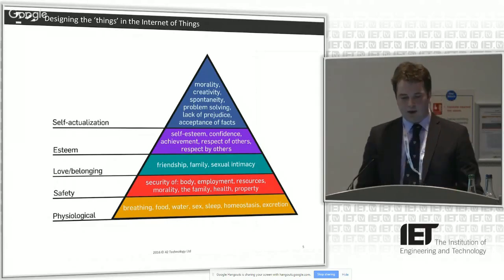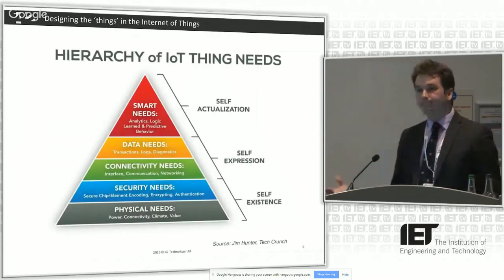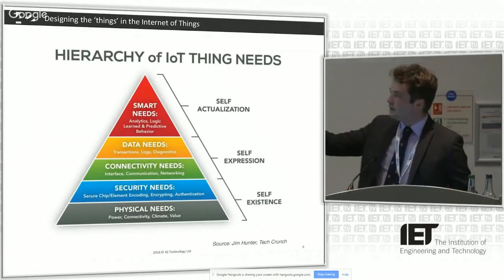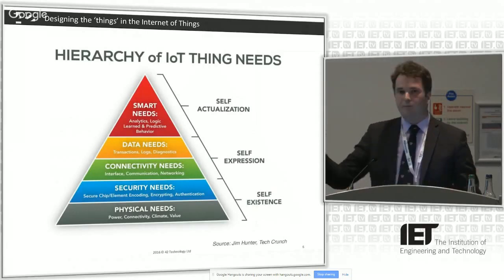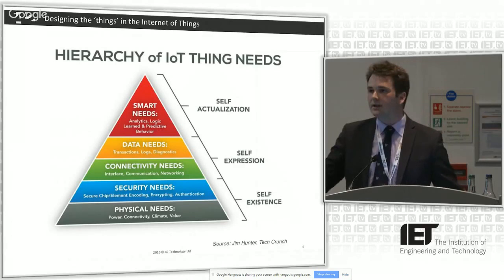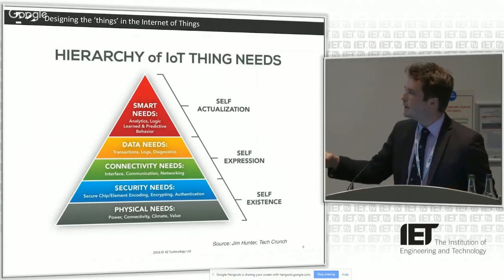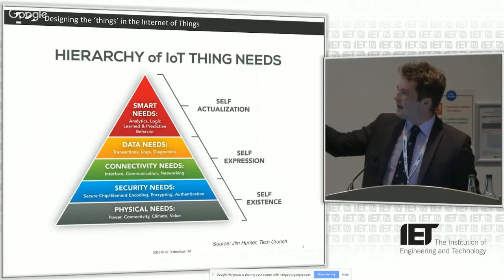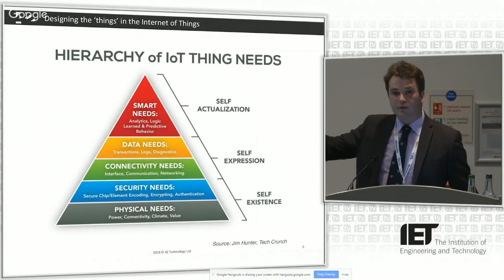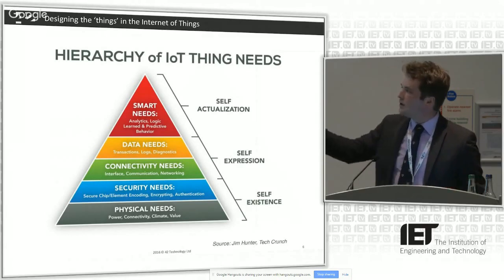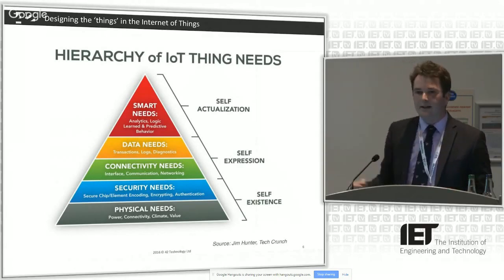In a similar way, you can build a hierarchy of Internet of Things needs. So physical needs are power. You need to have a battery. You need to have energy harvesting. You've got to have power going into this thing. Only when you can really say that you've answered those basic physical needs for your system can you then move on to the security and the connectivity and the data and so on.